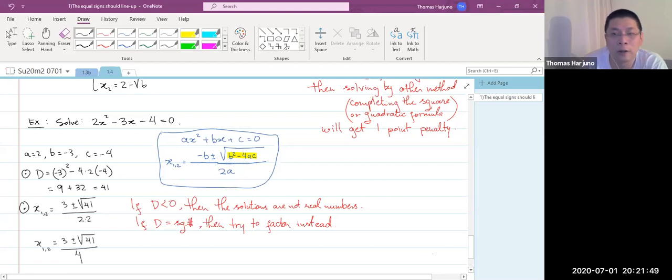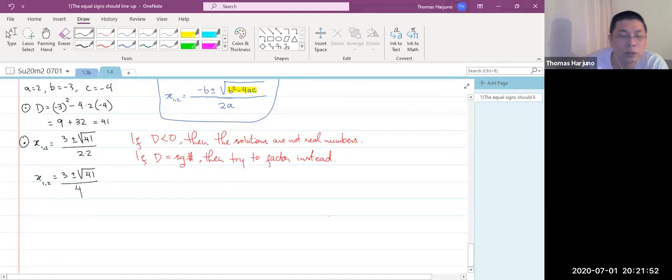Now don't forget, we have two solutions there, therefore I would like you to split them up and of course simplify whenever possible. 3 plus square root of 41 over 4, 3 minus square root of 41 over 4.